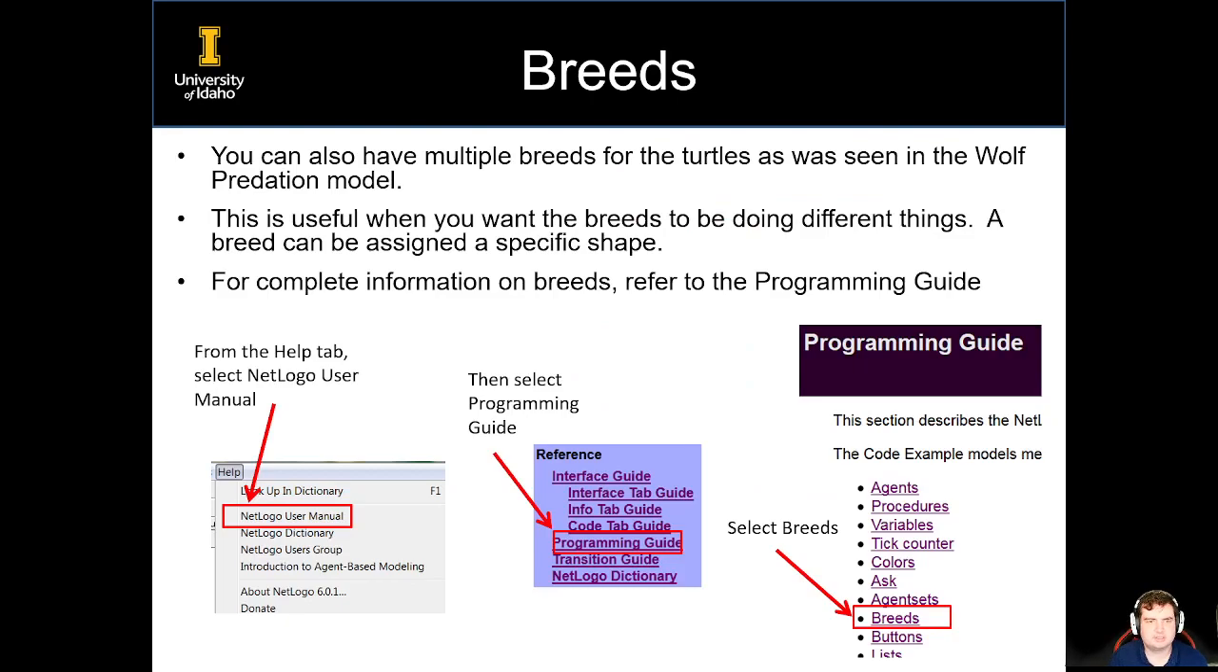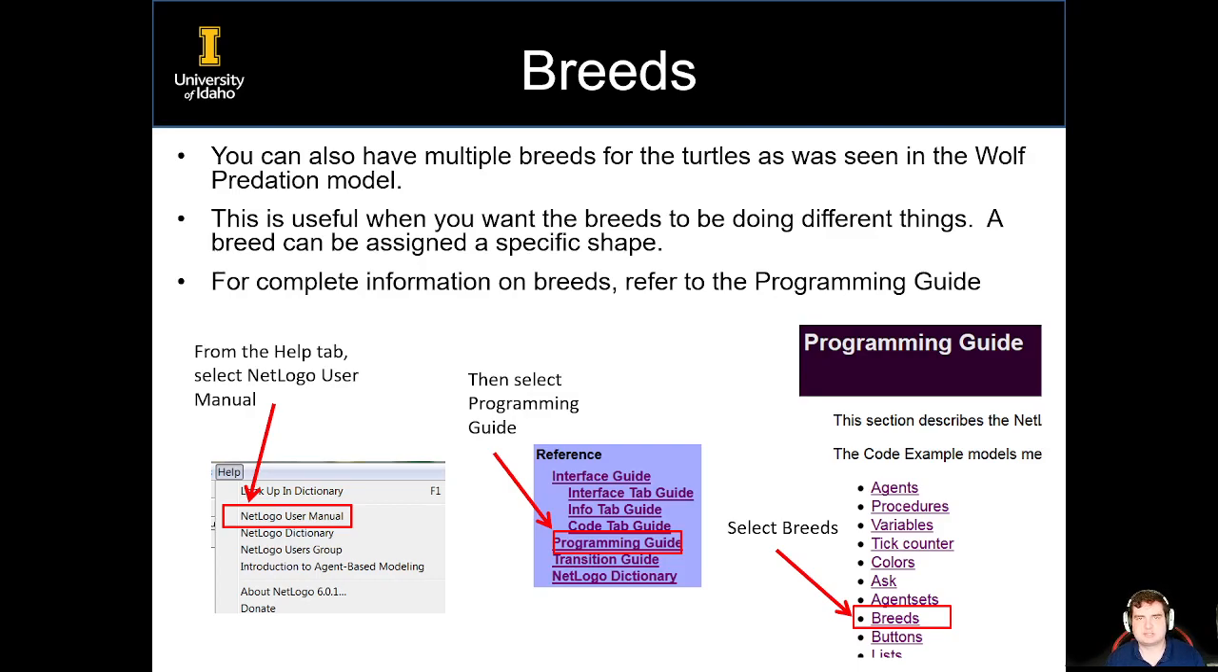Yes. So whenever we do the next thing, we're going to be creating what are called breeds. And breeds we can see a lot of in the wolf-sheep predation. We have the sheep breed and the wolf breed. They behave differently. Wolves eat sheep, sheep don't eat sheep, and wolves don't eat wolves. And so they can have that type of relation. And you can set those relations up by using the idea of breeds.